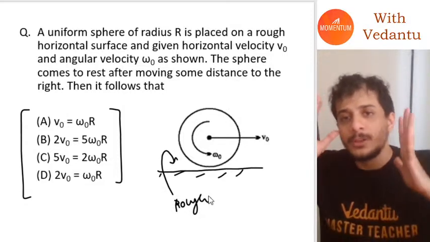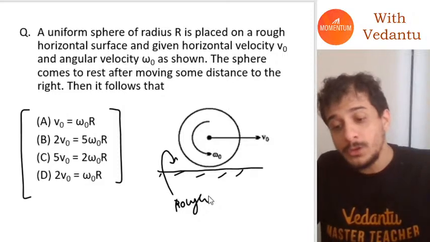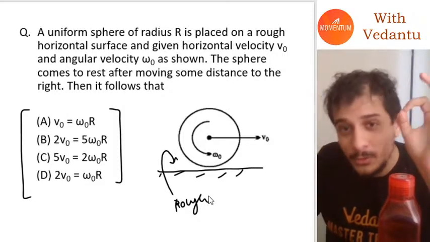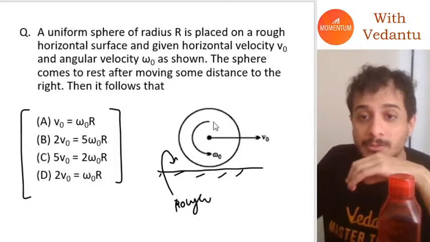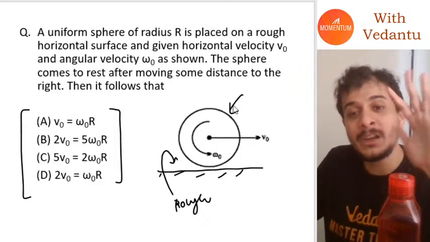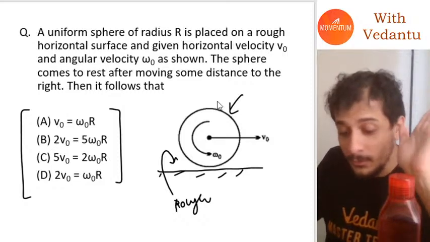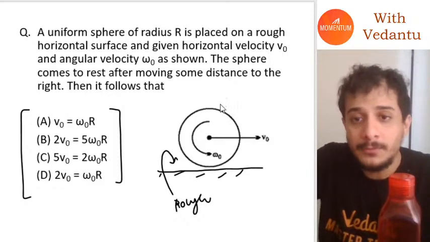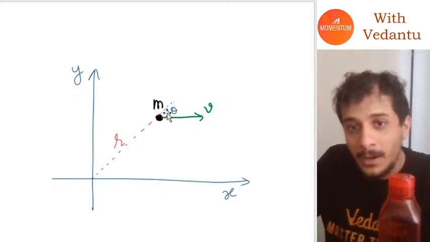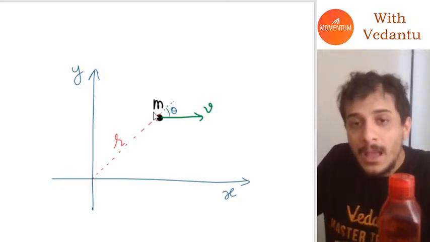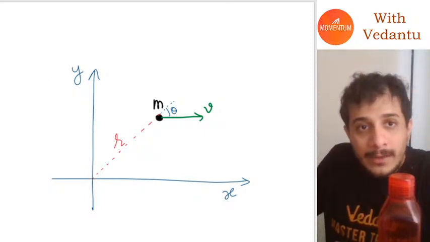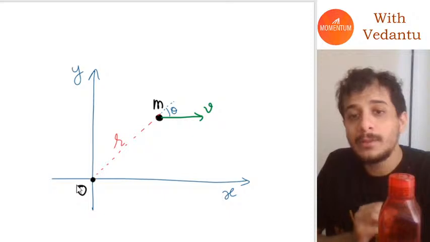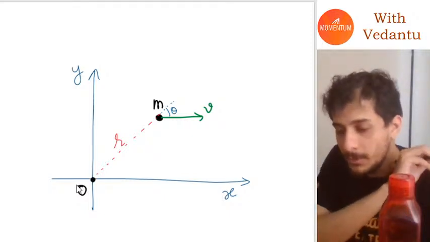In order to understand this question, you need to understand angular momentum. Let me give you a crash course on how to calculate angular momentum for such bodies, which are moving and rotating at the same point of time. First of all, let's say I have a point mass moving with velocity v, and I want to calculate its angular momentum about the origin.